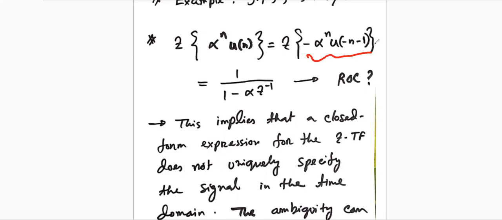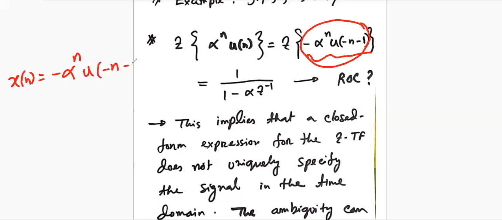which is a left-sided sequence. You can understand how it will be if I put the value of n, for example n equals 0. I'm talking about this sequence. Let me write it here. Let's say x[n] is equal to minus alpha to the power n, u[minus n minus 1].